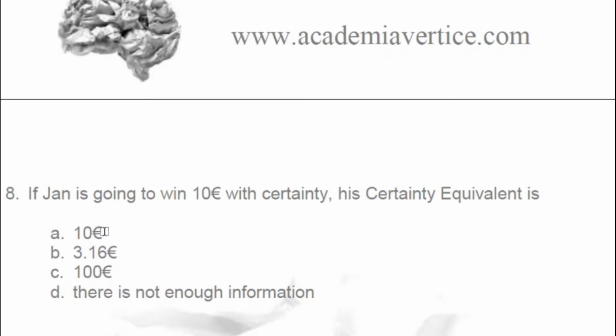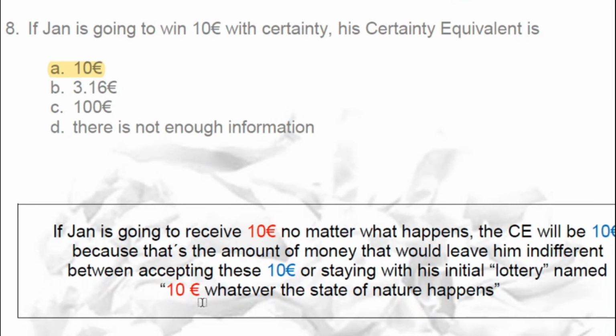10 euros. If John is going to win 10 euros, how much money would he accept to forget about that bet? Well, it's exactly 10. He wouldn't accept 3.16 for these 10 euros. Of course, he would accept 100, but this is not the certainty equivalent.